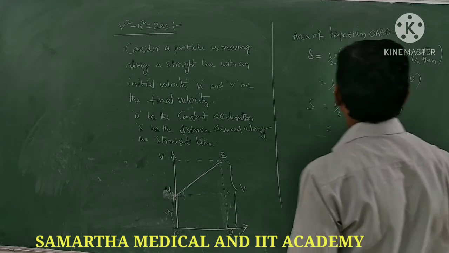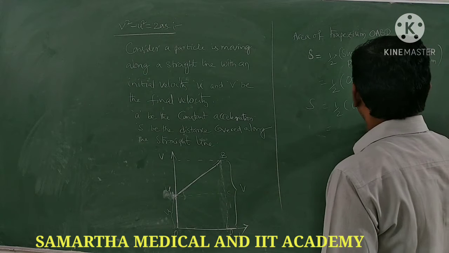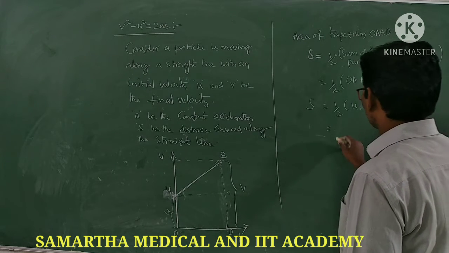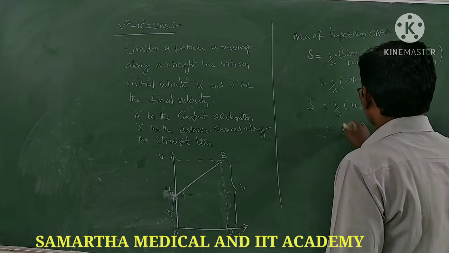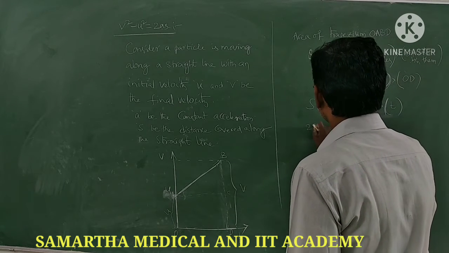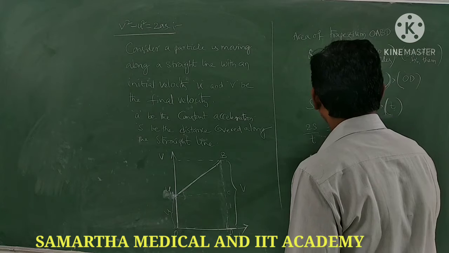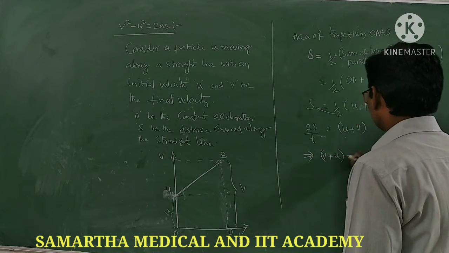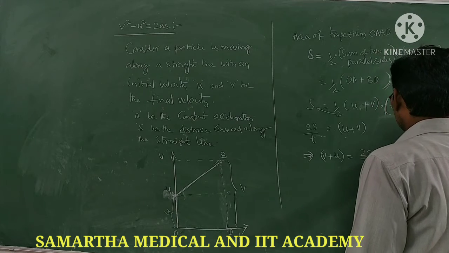So the distance covered is s equal to (u plus v) into t by 2. From this, u plus v is equal to, cross multiplying, 2s, and sending t to the other side, v plus u is equal to 2s by t. That is equation 1.